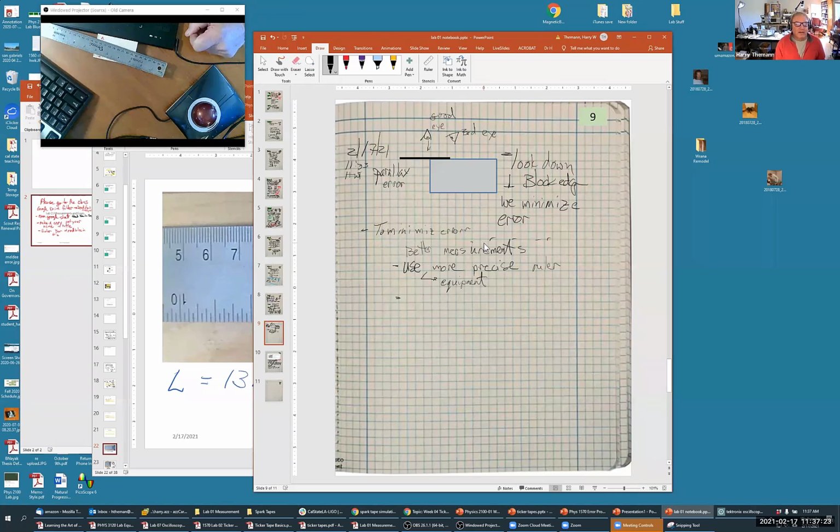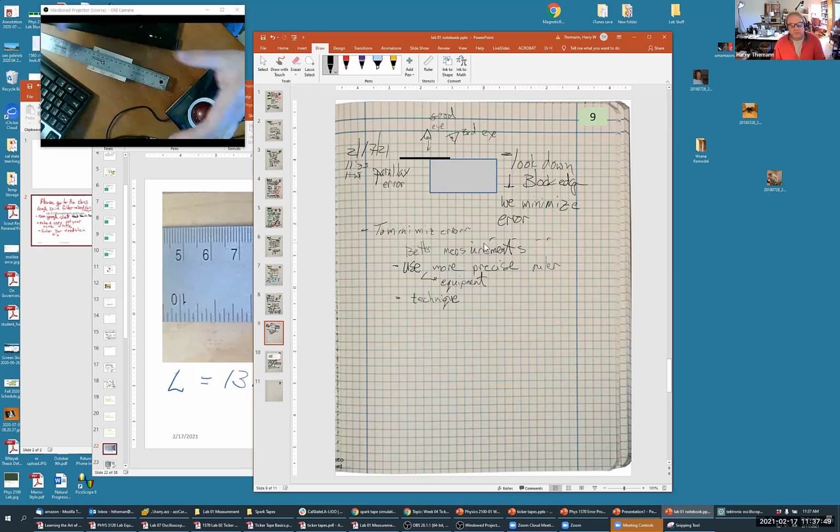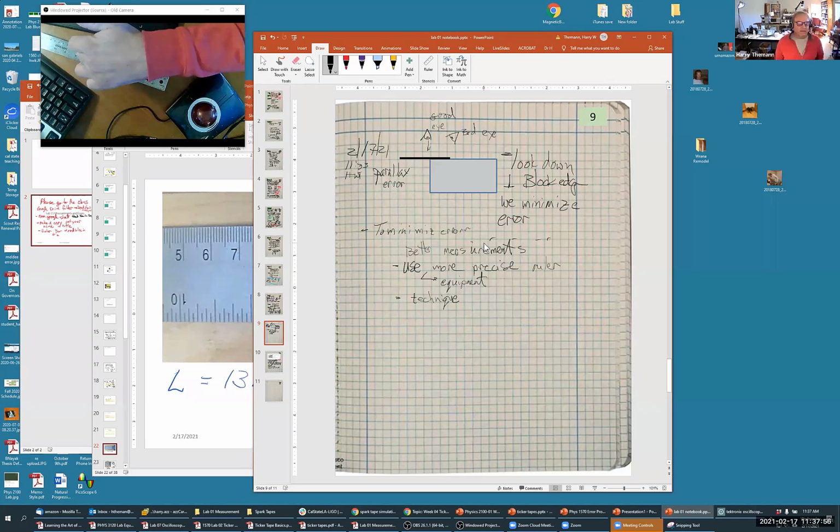And then technique. In both cases, it's important to write down how you took the measurement. So we took a ruler, we dropped it onto a block randomly, and we took our overhead straight down view to reduce parallax error.